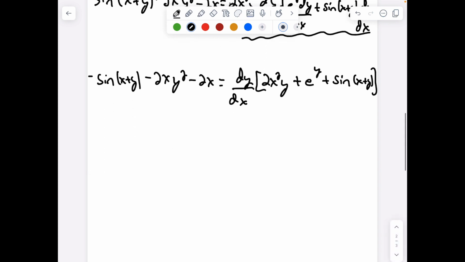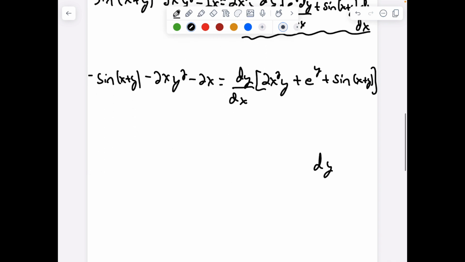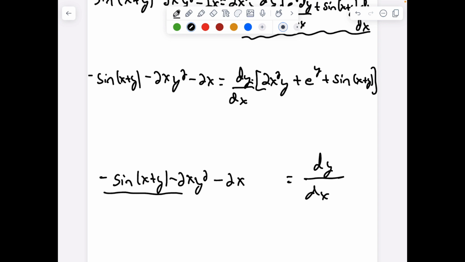And last but not least, to isolate dy/dx, you will just divide both sides by the expression that you're multiplying dy/dx by. So dy/dx would equal minus sine of (x plus y) minus 2x y squared minus 2x, all over 2x squared y plus e to the y plus sine of (x plus y). And we are done. We have dy/dx.